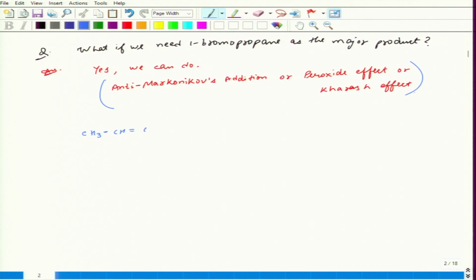Till now we were adding HBr and proceeding with the reaction. Now, we will add some peroxide into it. The peroxide we will normally use is C6H5, and this is known as benzoyl peroxide. What is a peroxide? Peroxide means O single bond O.